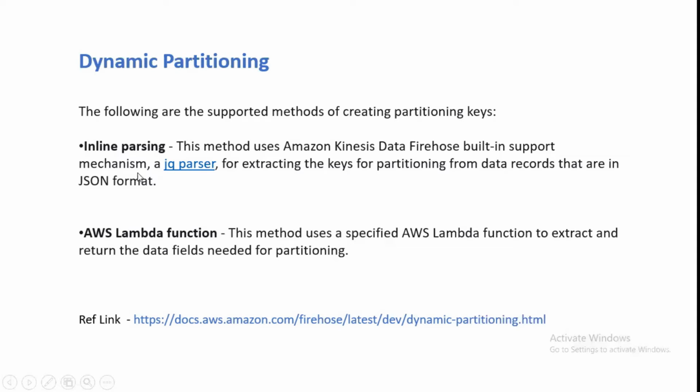I will also provide this reference link in the description below. So now let's first understand the concept of inline parsing. In case of inline parsing, AWS Kinesis Data Firehose or the delivery stream uses the inbuilt JQ parser mechanism to extract the keys for partitioning from the data records itself. And as of now, we have the data in the JSON format, so we will go with the inline partitioning.